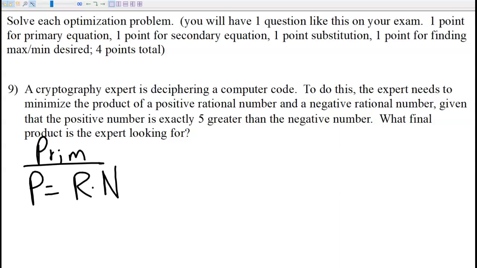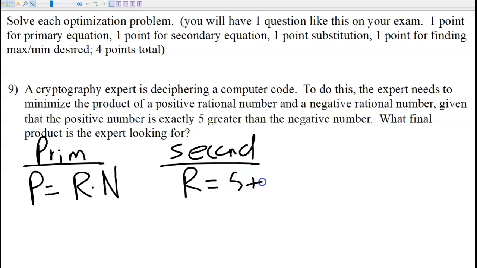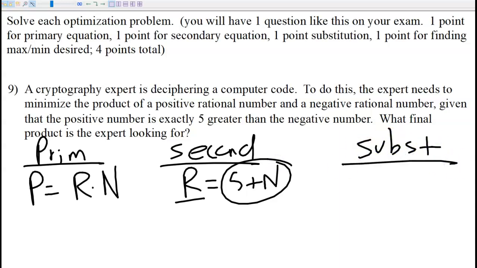And then it tells us that the positive number is 5 greater than the negative number. And that tells me what my secondary equation is going to be. My positive number is 5 greater than my negative number. Substitution. Since I already have a letter by itself, I can replace r with 5 plus n in my primary equation. So if I replace this r with 5 plus n, I would have the following.